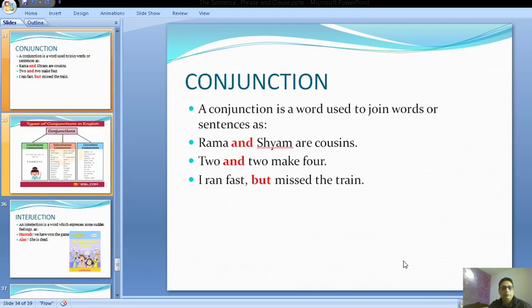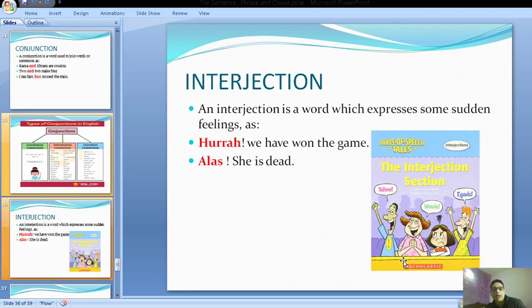Conjunction. We covered conjunction yesterday, remember? This Ram and Sham example. Conjunctions are words used to join together. Ram and Sham are cousins. 2 and 2 make 4. I ran fast but missed the train. Feelings, such as hooray, we won the game. So hooray is an interjection. Remember? Great. So now we have another 14-15 minutes.